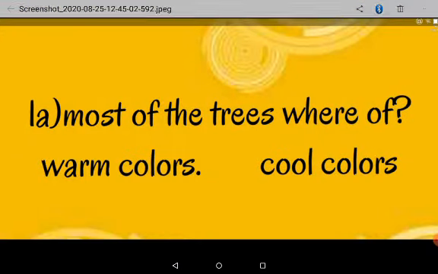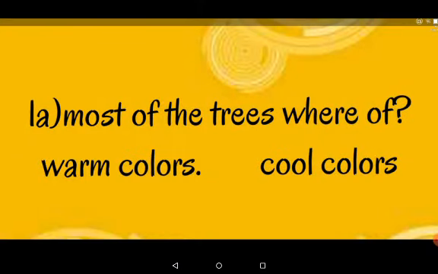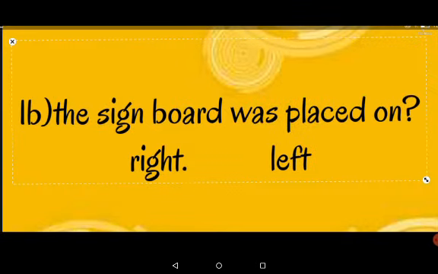Now this is the first question. Most of the trees were of warm or cool colors. You can imagine what you felt in the figure by looking at it for 15 seconds and wisely choose the option. Okay. Now the second question is, was the signboard placed on the right or the left?